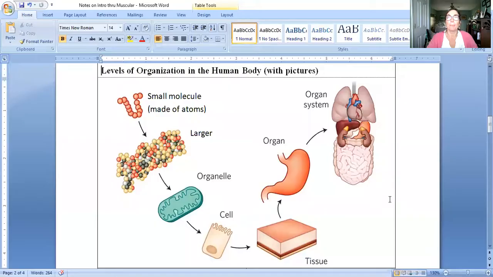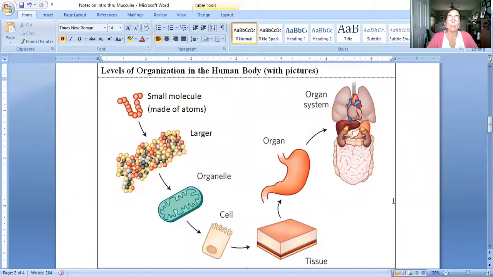An organ is a group of tissues that work together to perform a function, and an organ system is a group of organs that work together to perform a function. So let me show you a picture of what I'm talking about there.